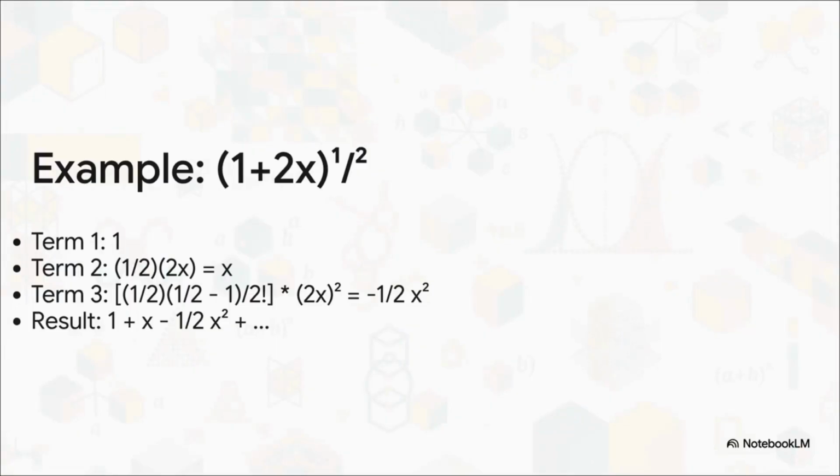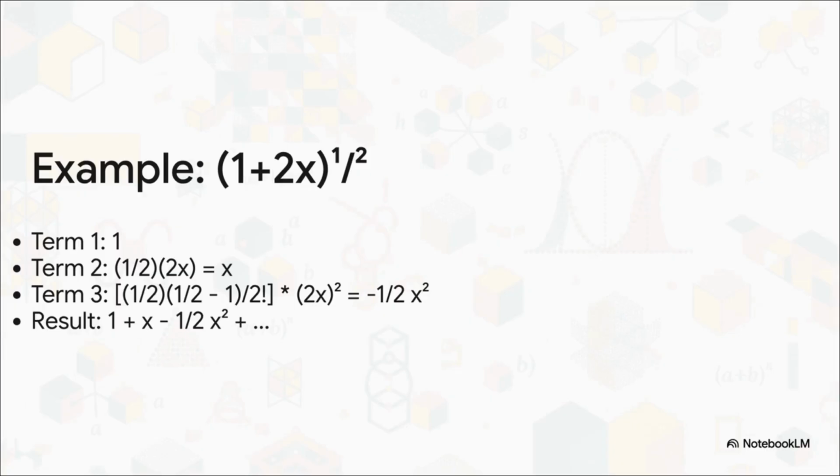Okay, let's try 1. We're going to find the first 3 terms for the square root of 1 plus 2x, which is just (1 plus 2x) to the power of 1/2. The first term is always 1. For the second term, it's n times x. In our case, that's 1/2 times 2x, which just gives us x.